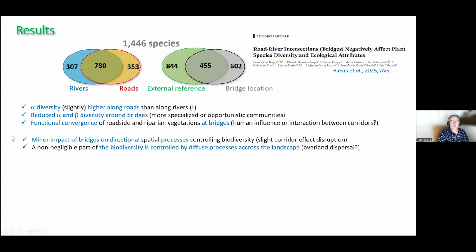We found also that directional processes controlling biodiversity were less important than diffuse processes across the landscape. This is a little bit counterintuitive since, especially along the rivers, biodiversity could be widely controlled by upstream to downstream processes.